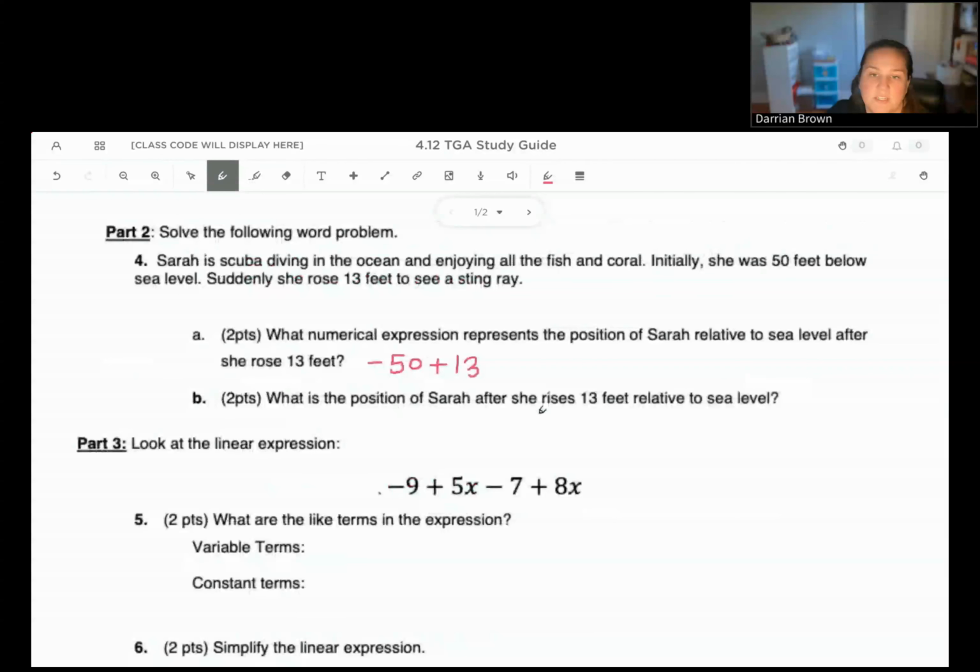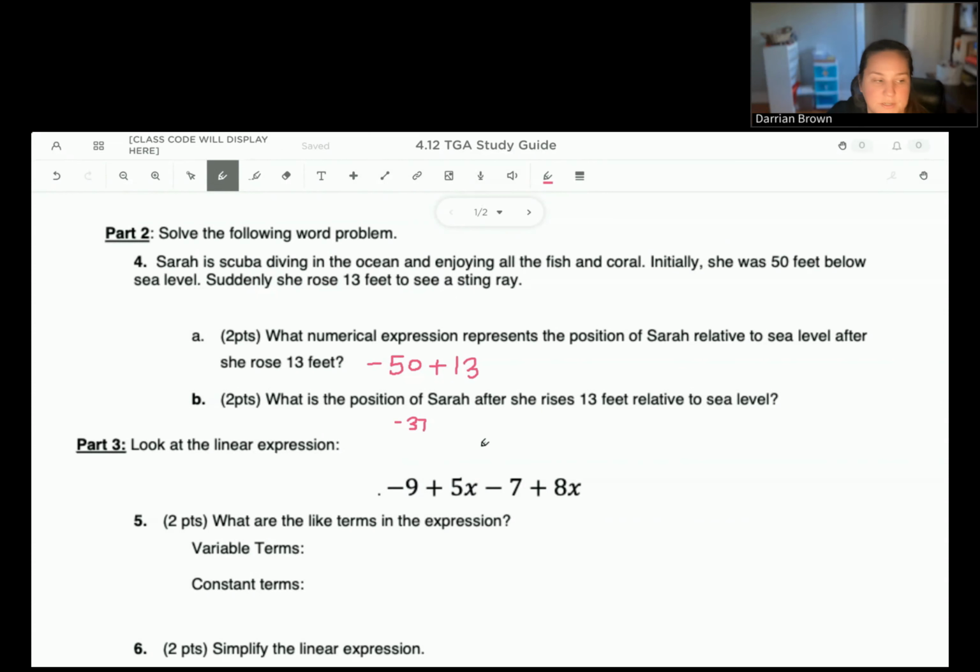So it says, what is the position of Sarah after she rises 13 feet relative to sea level? So we need to solve this expression. And since we have one negative number and one positive number, the signs are different. That means we find the difference. So we actually subtract. So 50 minus 13 gives you 37. And since the larger number is 50 and it's negative, we keep the sign, so it will be negative 37.